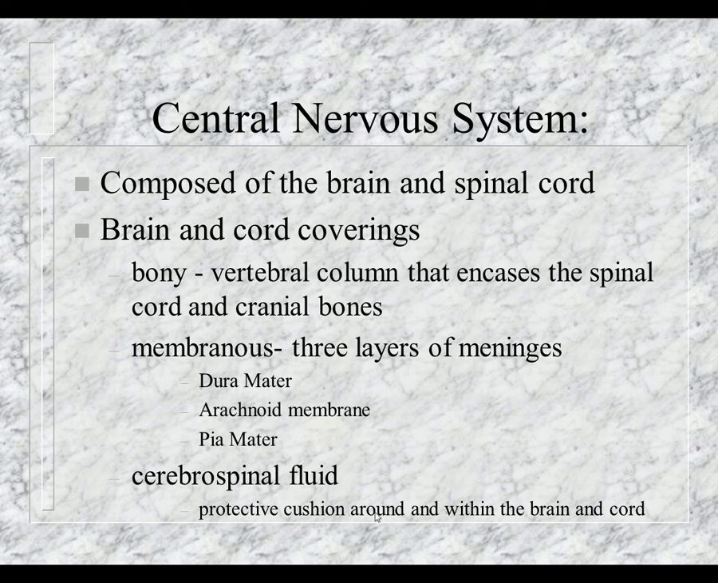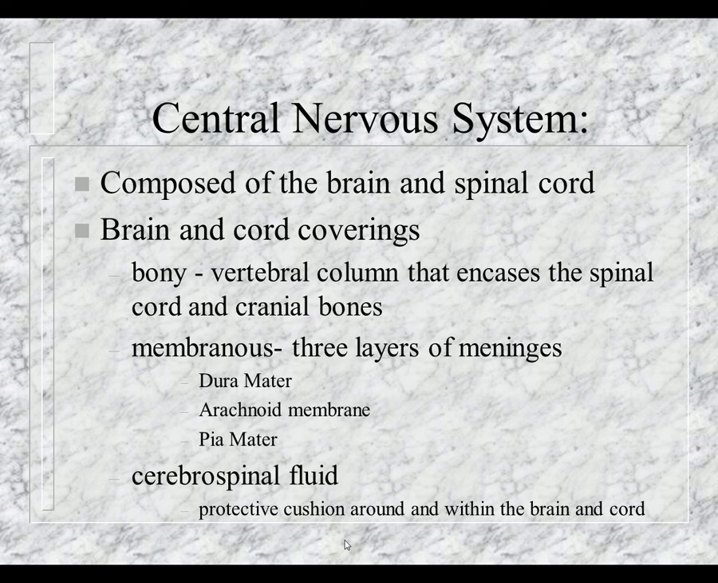Then you have the pia mater, which is the tender sweet mother. This is the transparent layer that's directly attached to the surface of the cord and the brain. So it contains your blood vessels, it's your nutritive layer, it's what protects, just like a tender sweet mother would do. Your cerebral spinal fluid is what's in the subarachnoid space, and it serves as a protective cushion.